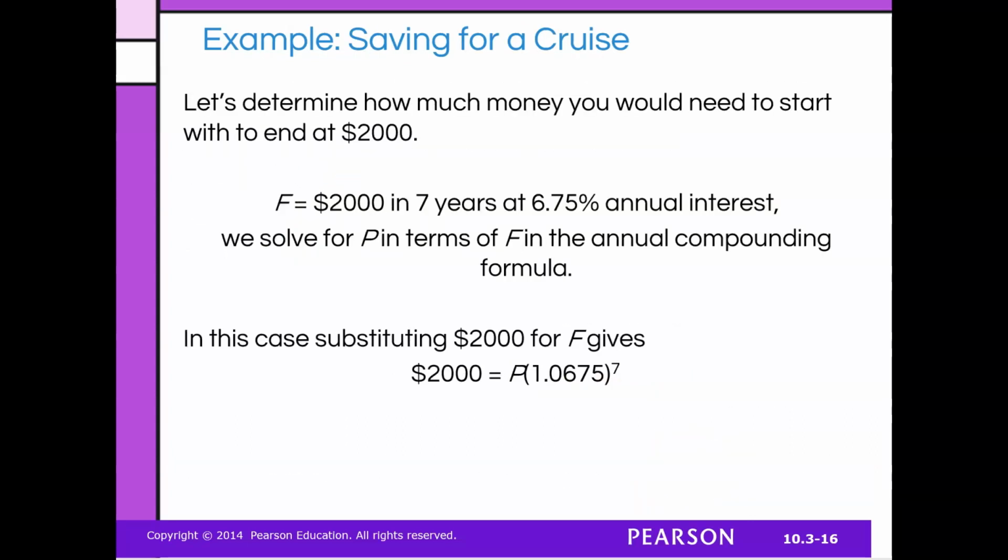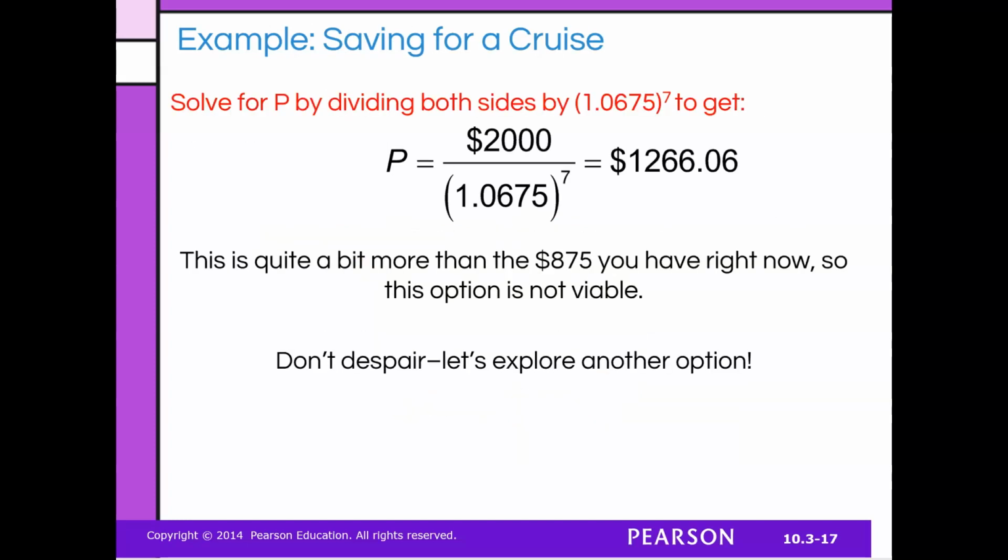So let's determine how much money you would need to start with to end at the 2000. So in this case, we really want to know, our future dollar is 2000. We've got 7 years. We know the time is set and the interest rate is set. So we're actually trying to figure out, how much do we need to put in now? All right, so this is the formula we're looking at here. So what we're going to do is divide both sides by this 1.0675 to the 7th power, and you find out that the principal you need to put in is 1266.